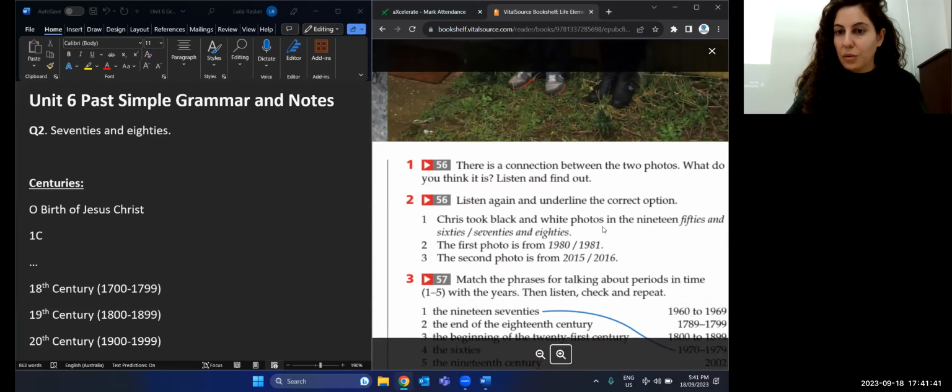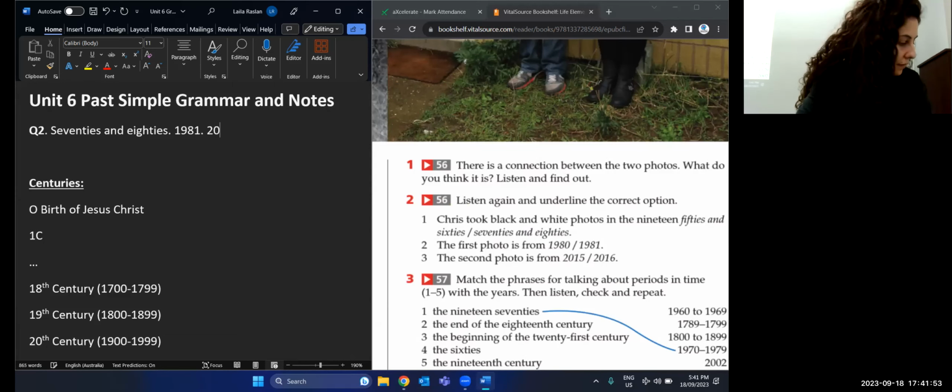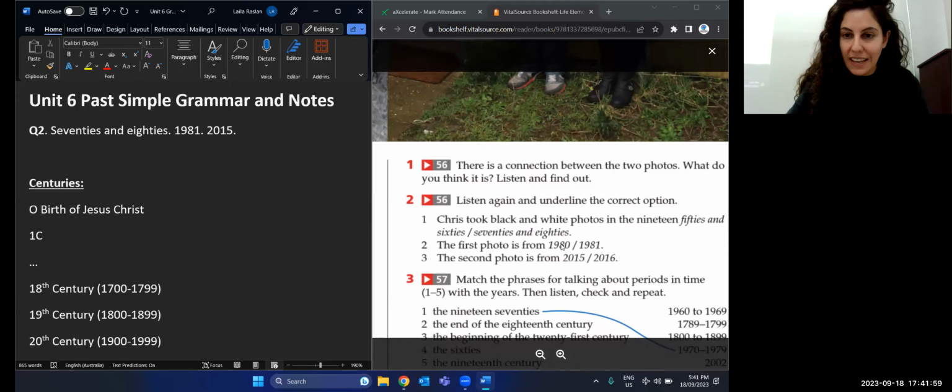So Chris took black and white photos in the 1970s and 80s. The first photo is from 1981. The second photo is from 2015. 2015.